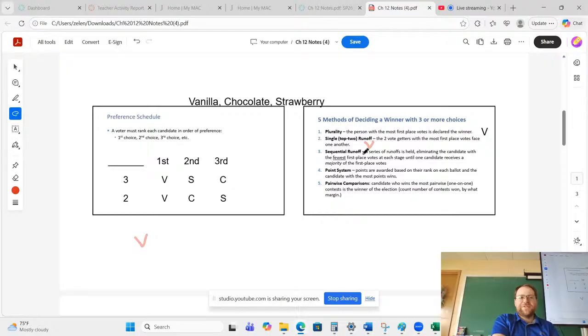From here, sequential runoff. That's when you eliminate the candidate with the fewest first place votes at each stage until one candidate receives a majority of the first place votes. So looking at our preference table here, which one has the fewest first place votes?